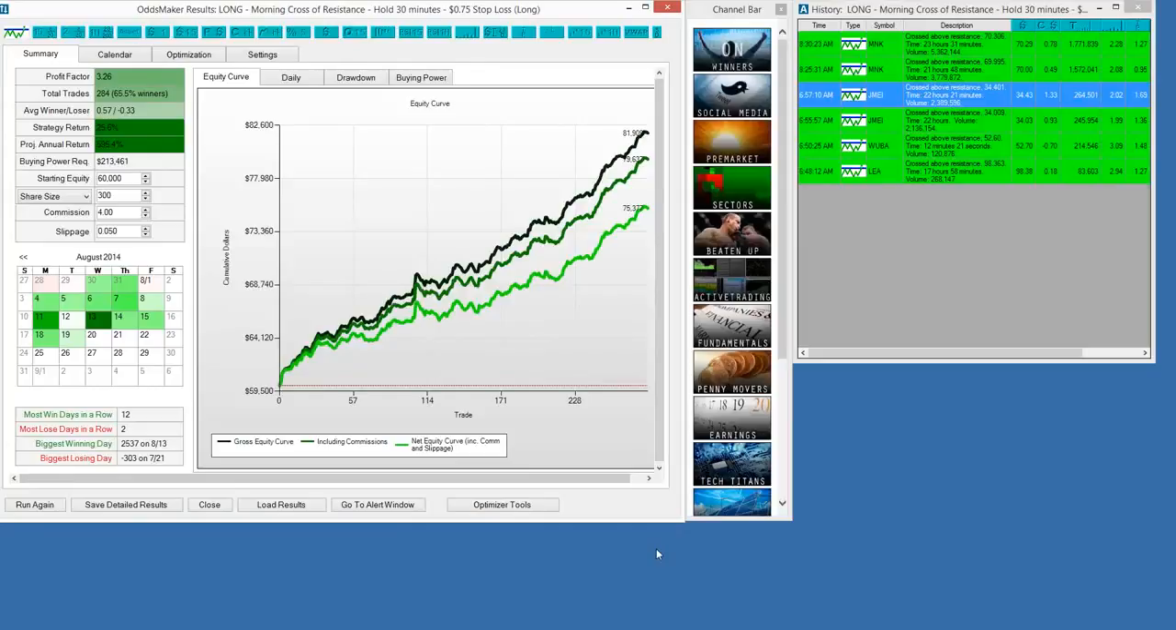So that is the first part of our presentation. It's the Odds Maker. It's the part that says you can model almost anything, and you put in risk parameters and whatever time frame you have, whatever buying power you have, and you can create a strategy, and best of all, Trade Ideas will help you as well.